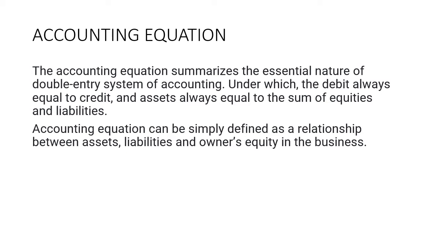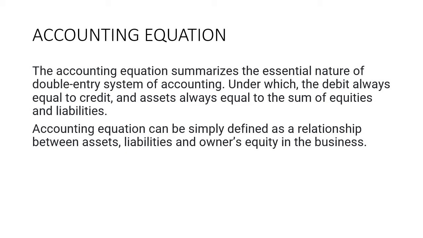The two things that are required by every organization are that they should know how much they own and how much they owe, meaning the amount that they have and what they have to pay. So assets are the resources that they have and liabilities are the amounts that they have to pay. So the accounting equation summarizes the essential nature of the double entry system of accounting.